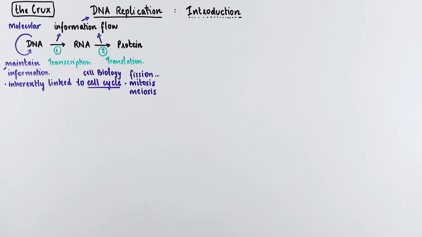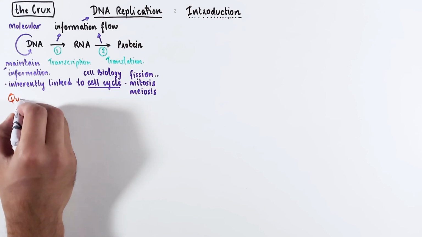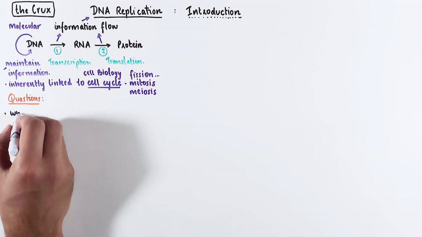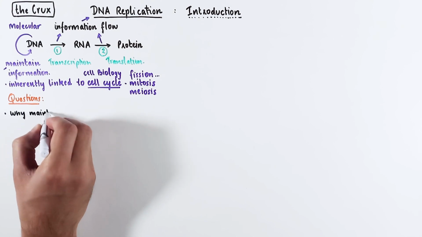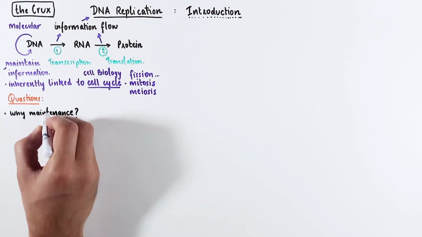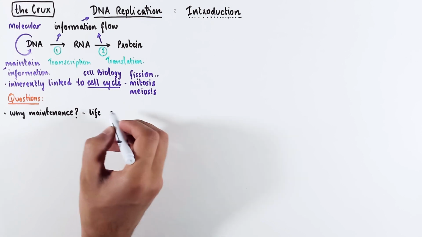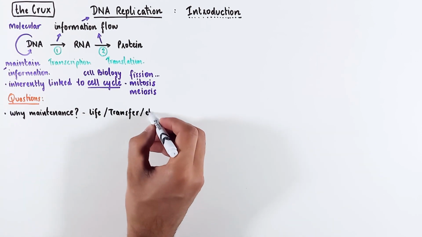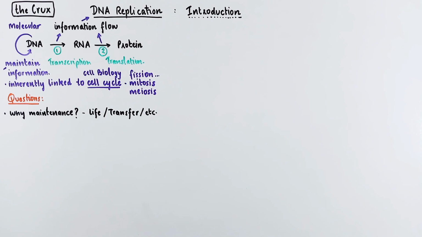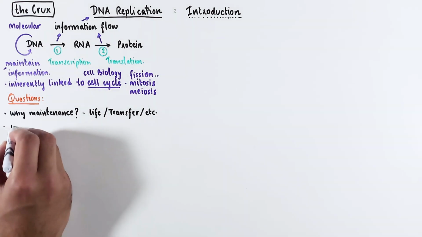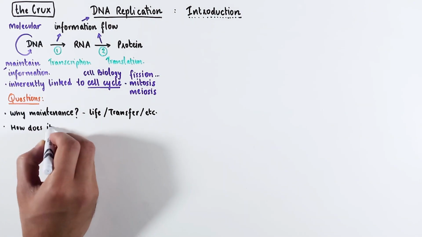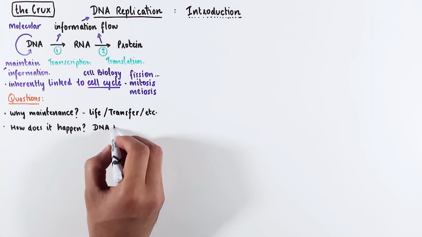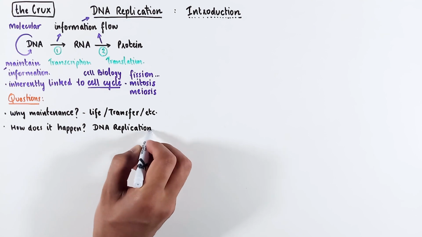There are some obvious questions that should come to your mind when you think about DNA replication. The first is the need. Why maintain information at all? The answer is not surprising at all, because DNA has the information to keep the cells functioning, and you also need to maintain information if you want to pass it on to the progeny. And likewise, there are many reasons. The other simple question is, how does it happen? Well, that is what this series will be all about, so stay tuned for future videos.